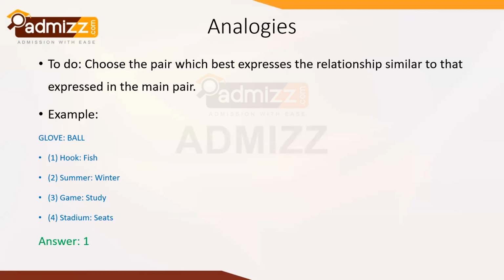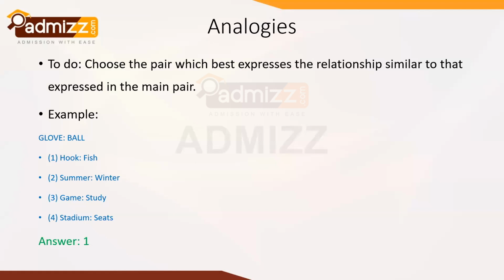Now we'll be skimming through the options one by one, right? Hook and fish. A hook is used to catch a fish. So it makes sense, right? So it might be the correct answer, but we'll look at all the other options just to make sure that we have got the correct answer. Summer and winter. Summer and winter are sort of like opposites, right? Summer is hot, winter is cold, so they don't really fit in. Game and study is the same as summer and winter. They are opposite as well.